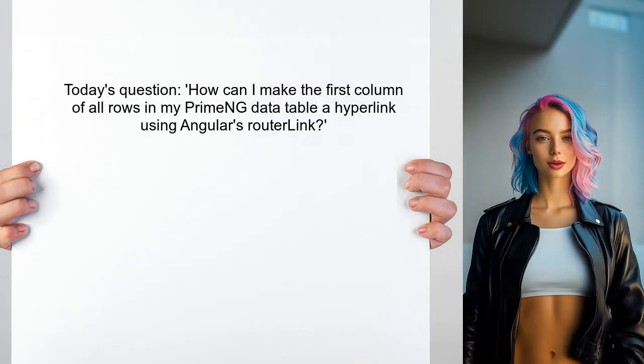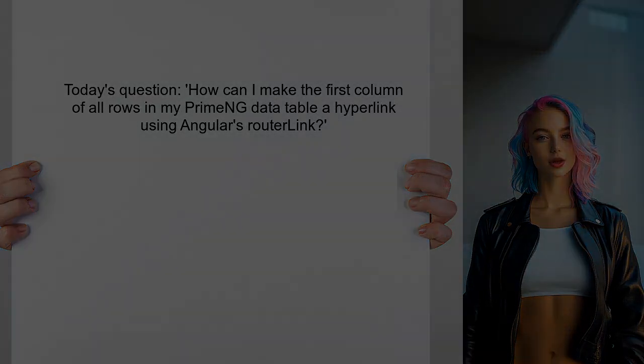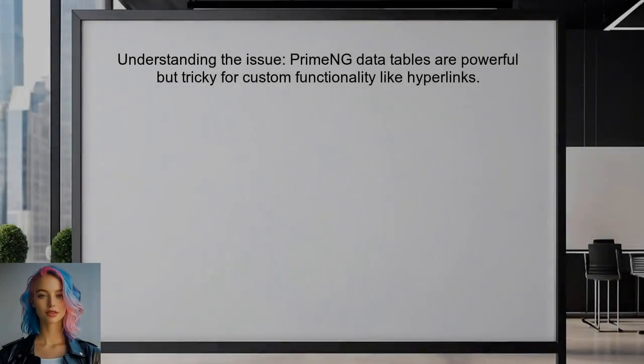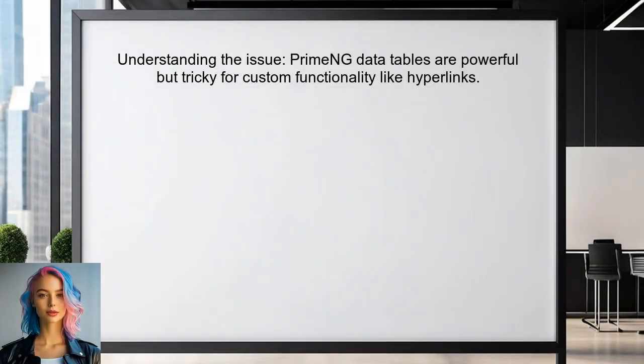Here's the specific question we're addressing today. One user asked, how can I make the first column of all rows in my PrimeNG data table a hyperlink using Angular's router link? This is a great question, and it's something many developers want to achieve. To understand the issue, we need to recognize that PrimeNG data tables are powerful, but they can be tricky when it comes to adding custom functionality like hyperlinks. Let's break down how we can achieve this.